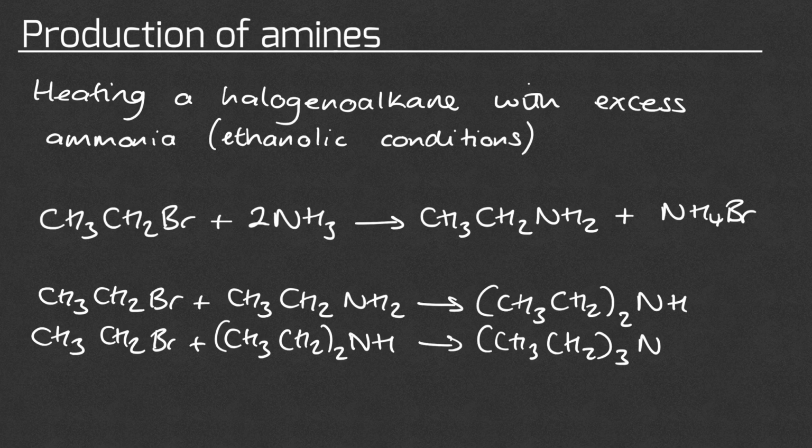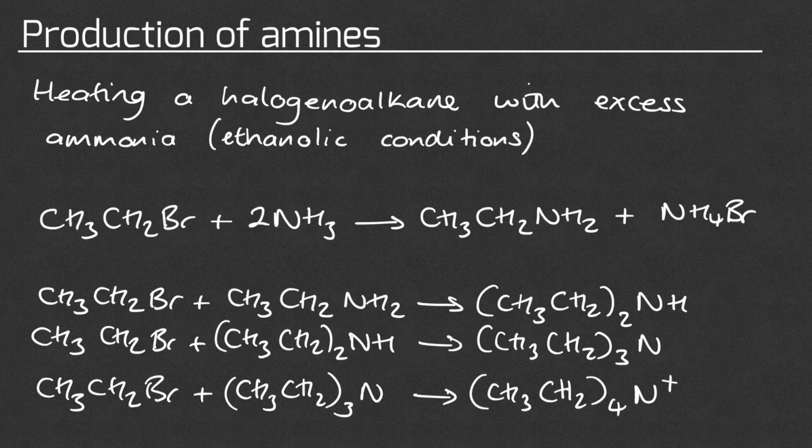So we would have our halogenoalkane, our bromoethane, reacting with diethylamine to produce, in this case, triethylamine. We'd add another ethyl group on. And this reaction could then happen a third time to ultimately produce a quaternary ammonium salt. So the problem with this method is that the reaction will keep on happening until we end up at this endpoint here. We'll end up with a mixture of products.